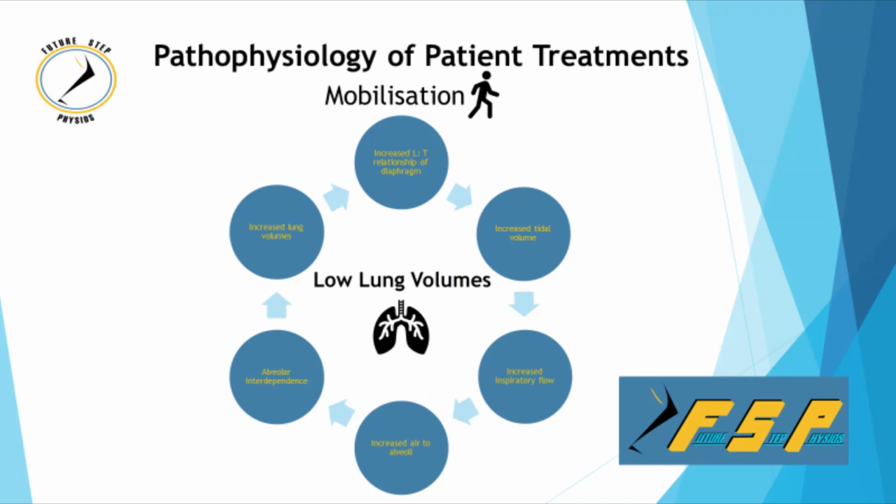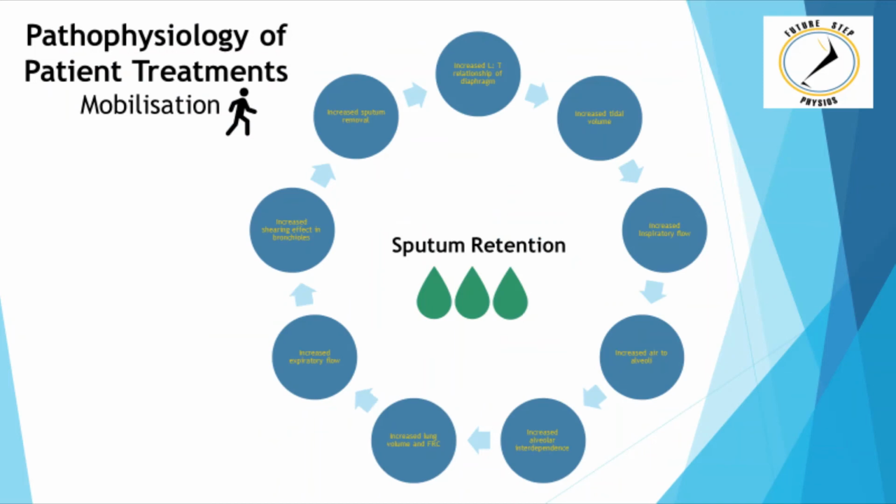And just how we discussed on the previous slide, being in a supine position increases the length tension relationship with the diaphragm, increasing tidal volume and increasing inspiratory airflow. We see more air going to the alveoli, increased alveolar interdependence, which expands the alveoli, reducing those lower lung volumes. We get an increased lung volume and FRC, and because of this, we are able to get more air behind the sputum, increased expiratory flow, which has an increased shearing effect on the bronchioles and increases the rate of sputum removal.